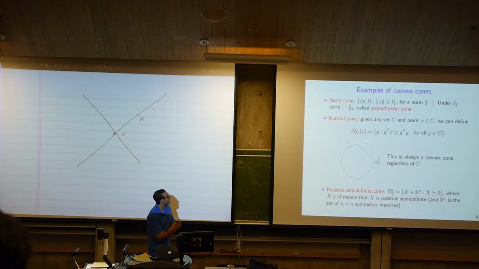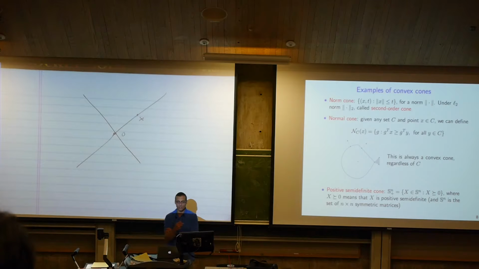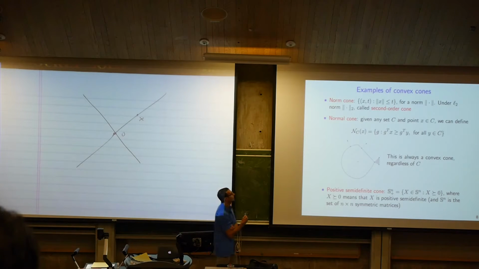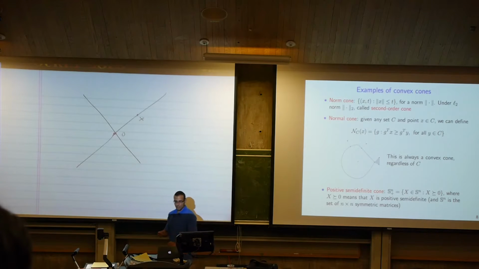The norm cone is a nice example of a convex cone. It's the set of all x, where x is a vector, and t, where t is a positive real, such that the norm of x is less than or equal to t for a particular norm. You can check that it is actually a convex cone according to the definition. So let's draw what this looks like for the L2 norm.